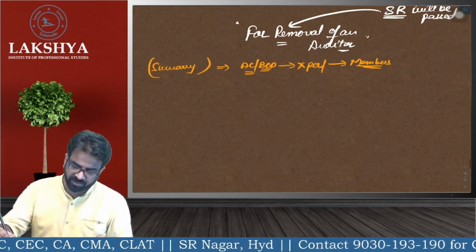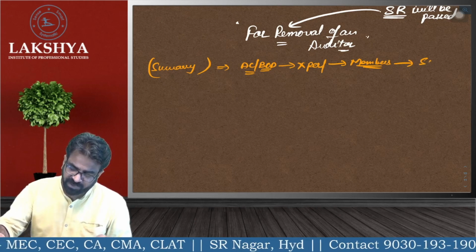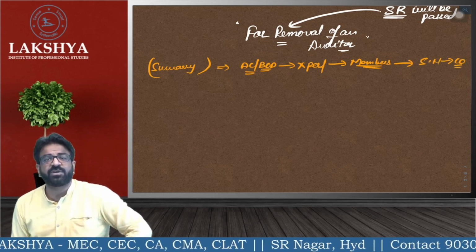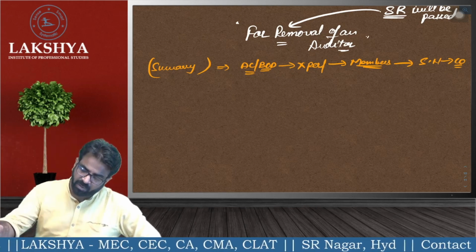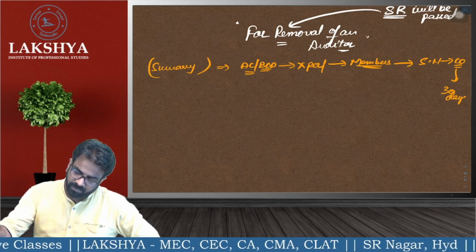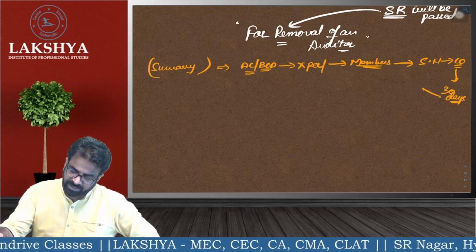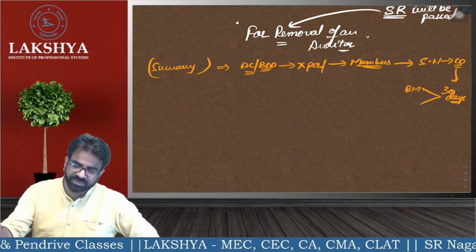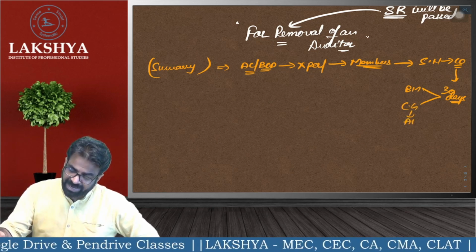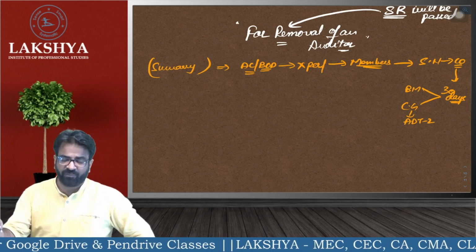So what are the members doing? Members are sending the special notice to whom? To the company. Now the company is doing what? Within 30 days, within how many days? 30 days. The company needs to do two things: board meeting, board resolution they have to pass, and prior approval to the central government in form number ADT2. You have to apply for the prior approval.